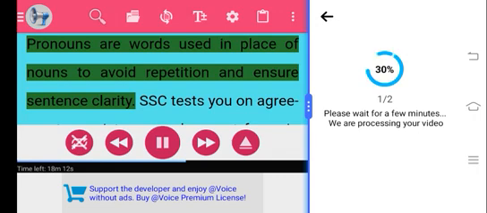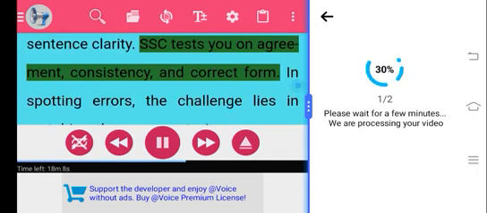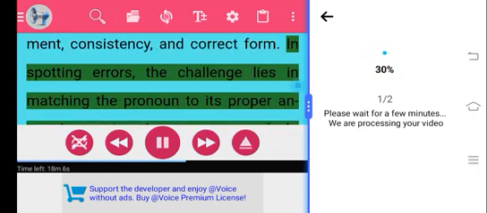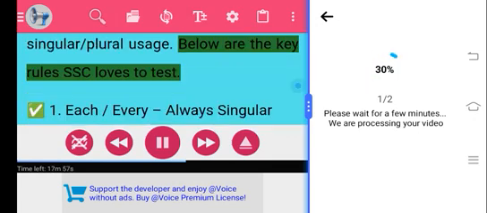Pronouns are words used in place of nouns to avoid repetition and ensure sentence clarity. SSC tests you on agreement, consistency, and correct form. In spotting errors, the challenge lies in matching the pronoun to its proper antecedent, using the correct case, subject, object, reflexive, and not mixing singular and plural usage. Below are the key rules SSC loves to test.